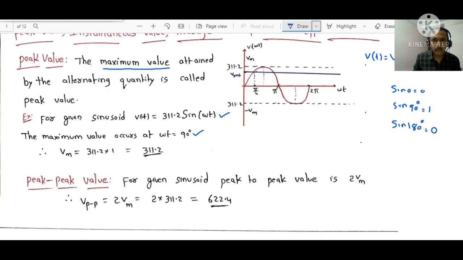Now peak to peak value. Peak to peak value means the positive peak is at plus 311.2, and the negative peak is attained at minus 311.2. So peak to peak represents 2 times the Vm. For a given sinusoidal, the peak to peak value is 2 Vm. Based on that, for this given waveform, 2 times 311.2, so the peak to peak value is 622.4. Very clear, 2 times Vm.